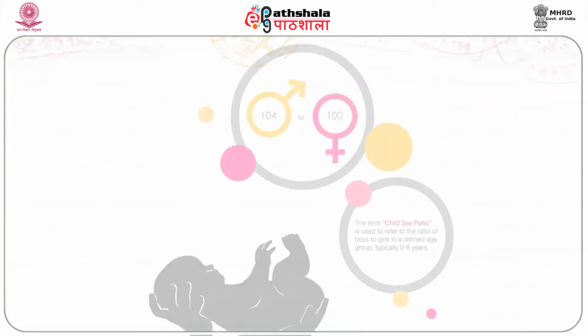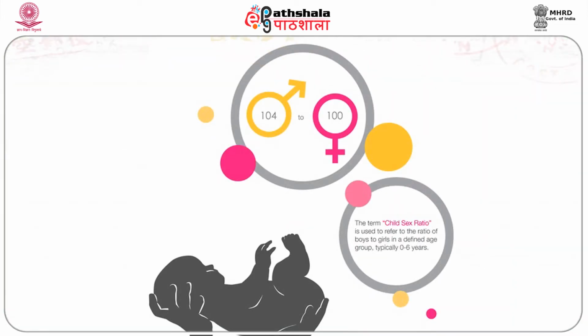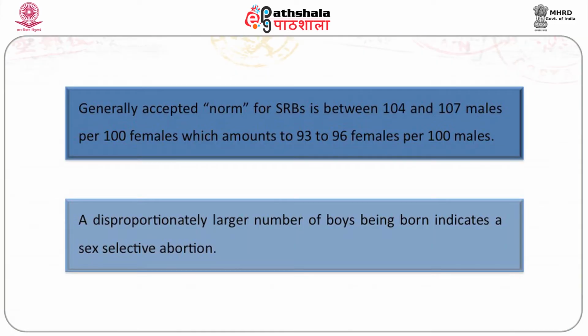Actually, the United Nations and India define the SRB differently. For the United Nations, SRB is defined as the number of males per 100 females, whereas in the Indian context it is the number of females per 100 males. A disproportionately larger number of boys being born indicates sex-selective abortion.